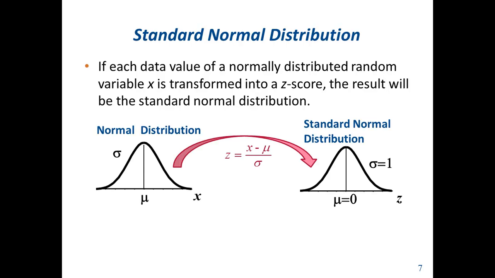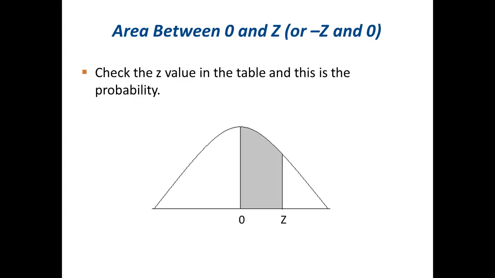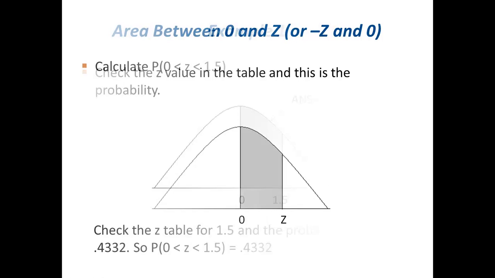So in this case we make a transformation by using the z-score. We have a mu, the mean, we have the standard deviation. So the standard normal distribution is a special case with a standard deviation of 1 and mu equal to 0. So let's see some different examples. When you look for the probability between 0 and z or between 0 and negative z, simply you check the z value in the table and this is the probability.